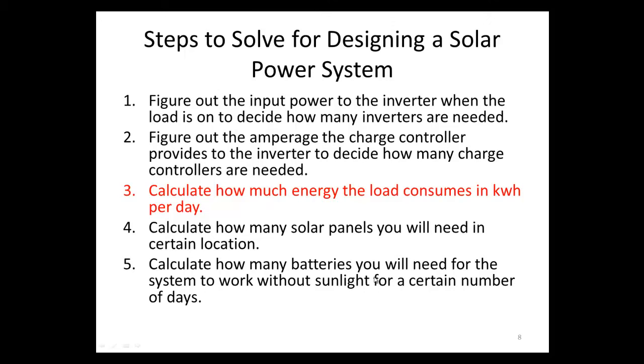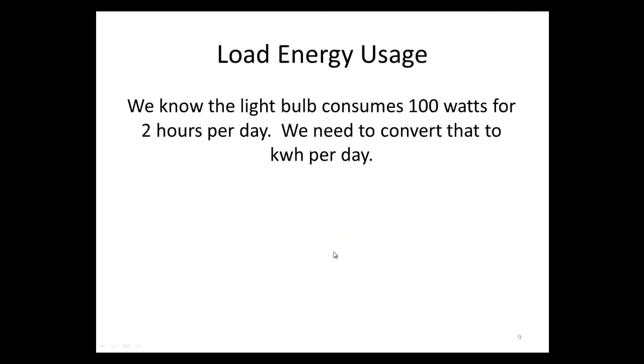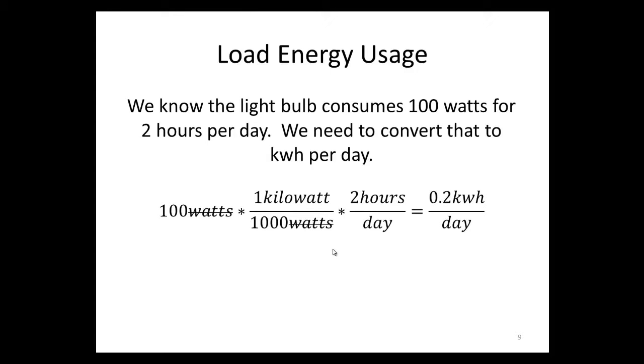Okay, so now, to start our calculations for our solar panels and batteries, we first need to calculate the energy the load consumes in kilowatt hours per day. We know that the light bulb consumes 100 watts for 2 hours per day. That was given. And we need to convert that to kilowatt hours per day. How we do that is we start with 100 watts. We first convert to kilowatts by knowing that 1 kilowatt is 1,000 watts. Remember, kilo means 1,000. We also know that it uses 2 hours per day. So when we do our unit analysis, we get 0.2 kilowatt hours per day.